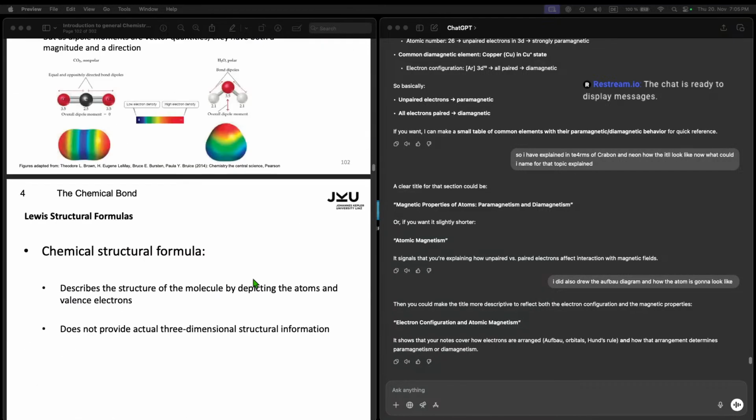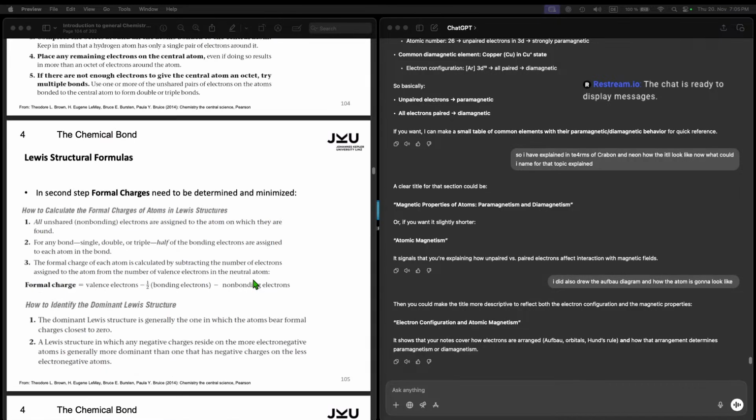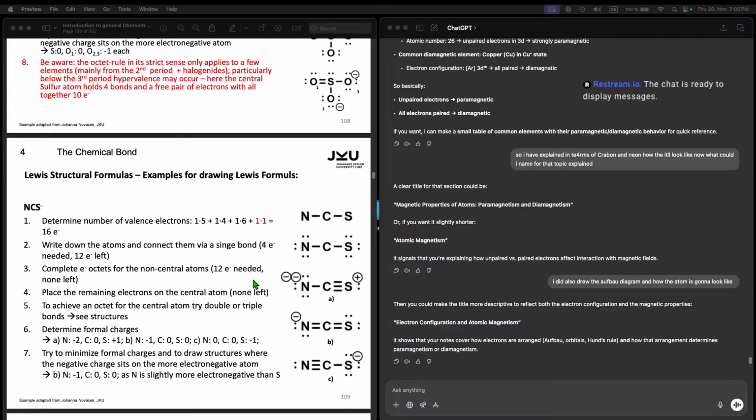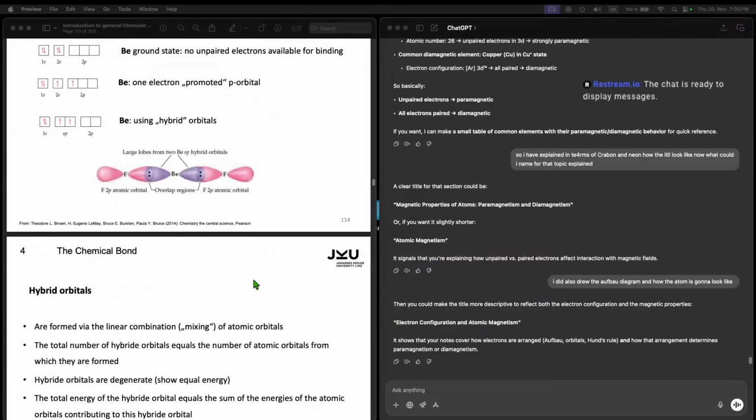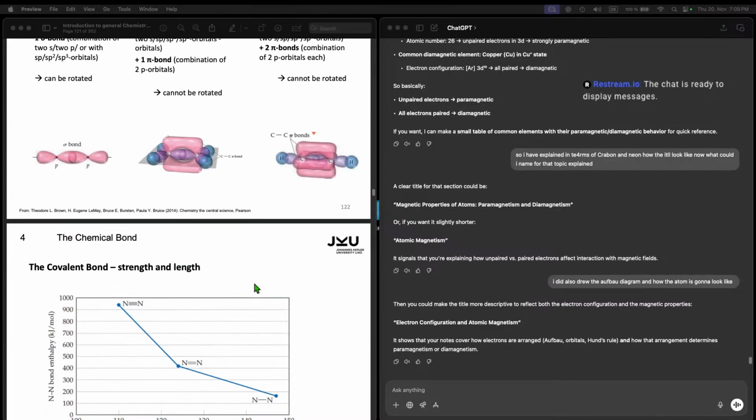Covalent bond, ionic bond, I do remember these. Okay, chemical bond is pretty big.